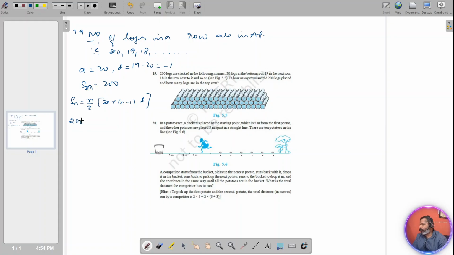Sn we know that is 200, n by 2. 2a means 2 into 20, plus n minus 1, where n we don't know, we keep it as it is. What is d? d is minus 1. So 200 into 2 is 400 equal to n of 2 into 20 is 40, n minus 1 into minus 1. Just open the bracket. n into minus 1 is minus n. Minus 1 into minus 1 is plus 1. Minus n plus 1 will come.